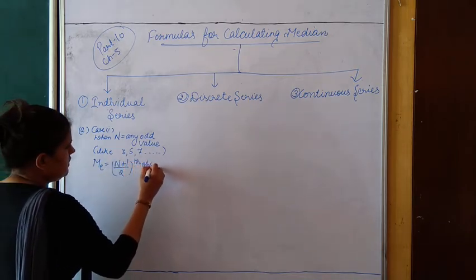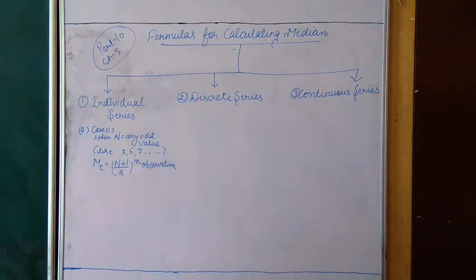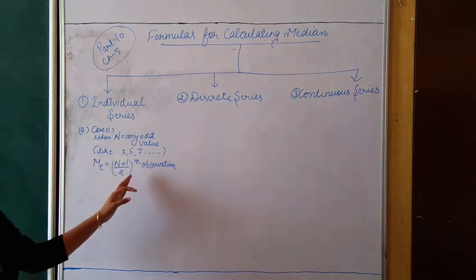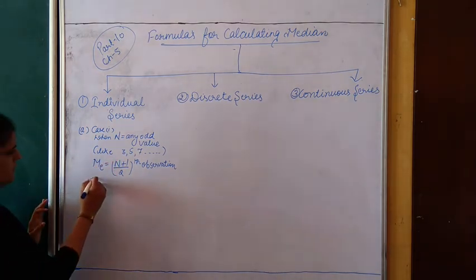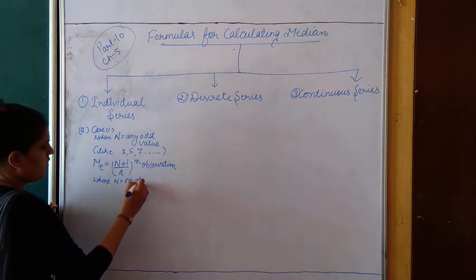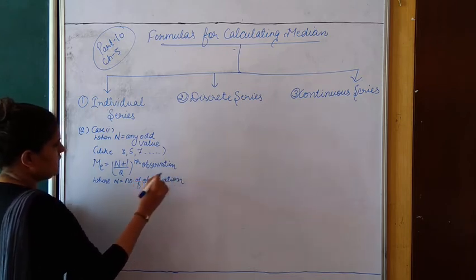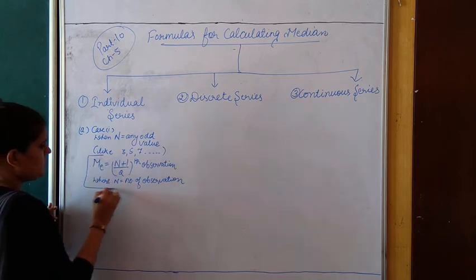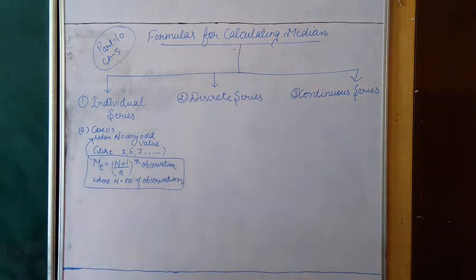Here the formula is (n plus 1) by 2-th observation. What is the simple basic formula? The simple basic formula is the (n plus 1) by 2-th observation, where n is equal to the number of observations. And this formula is used in case 1, when n is equal to any odd value.